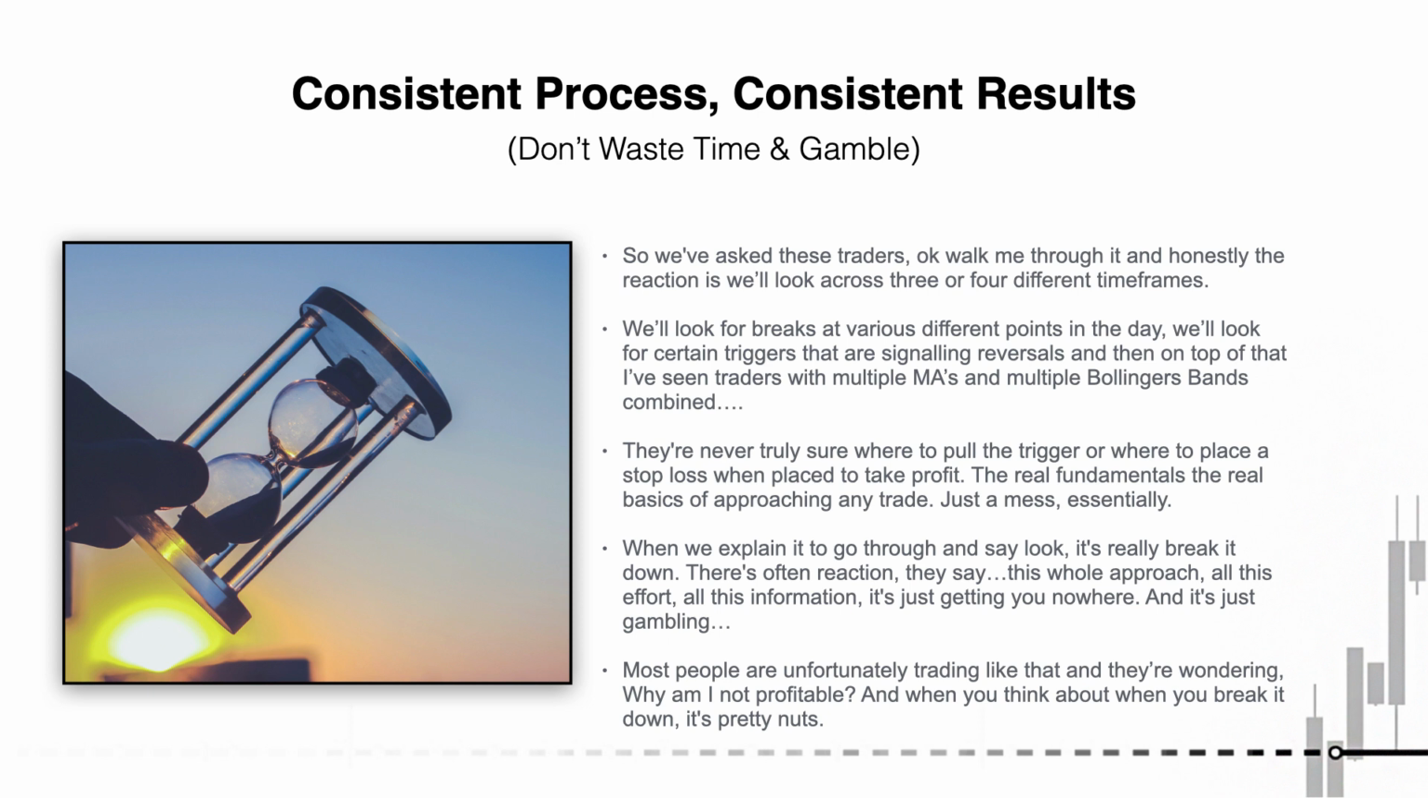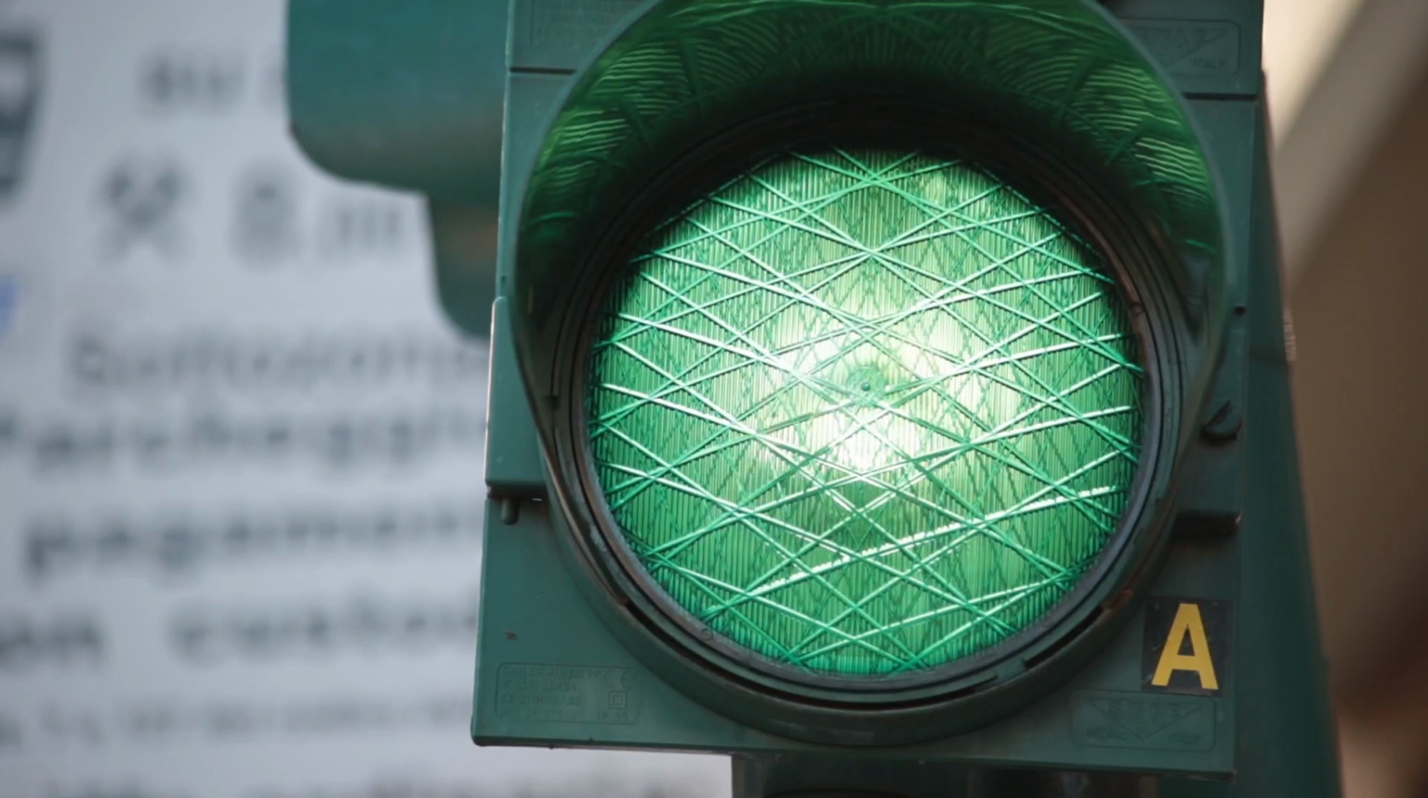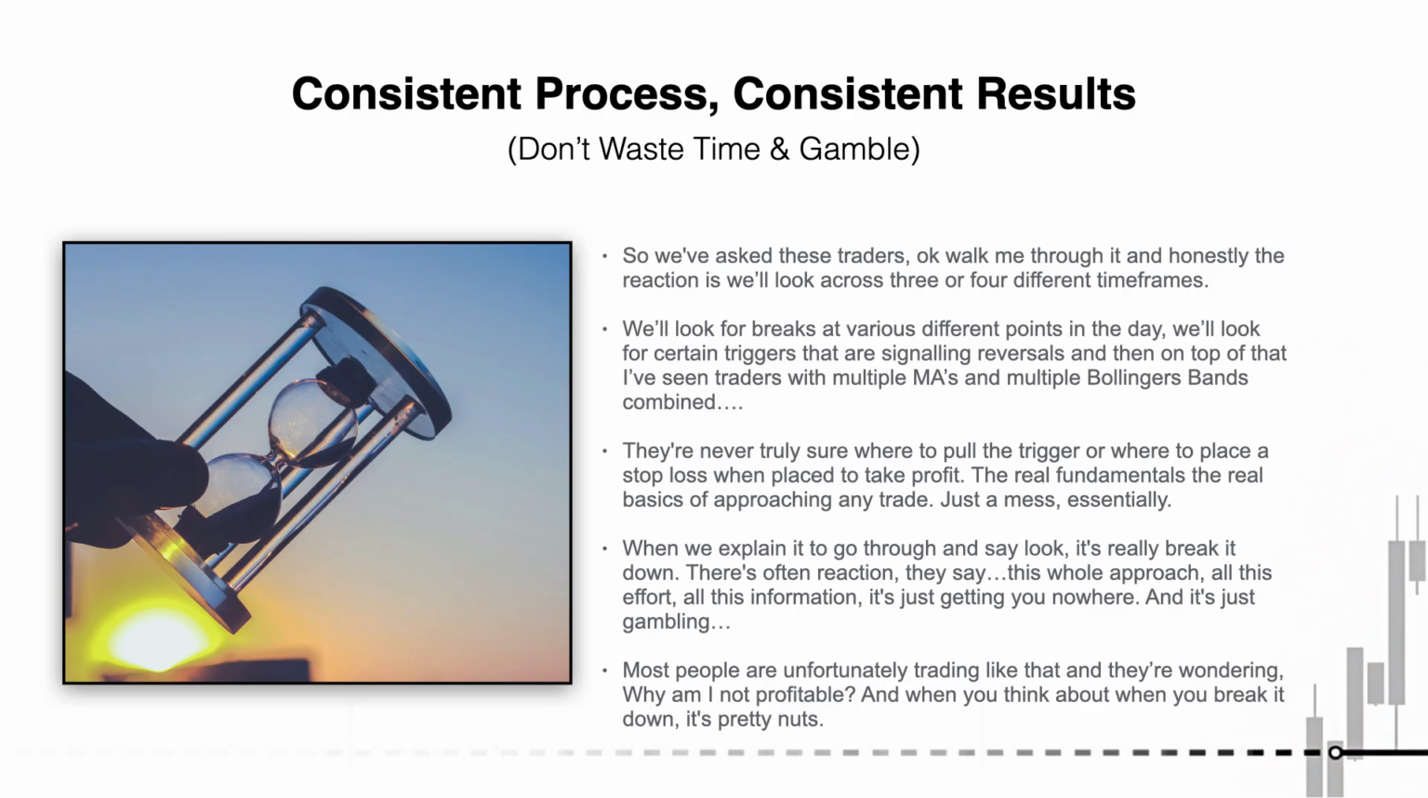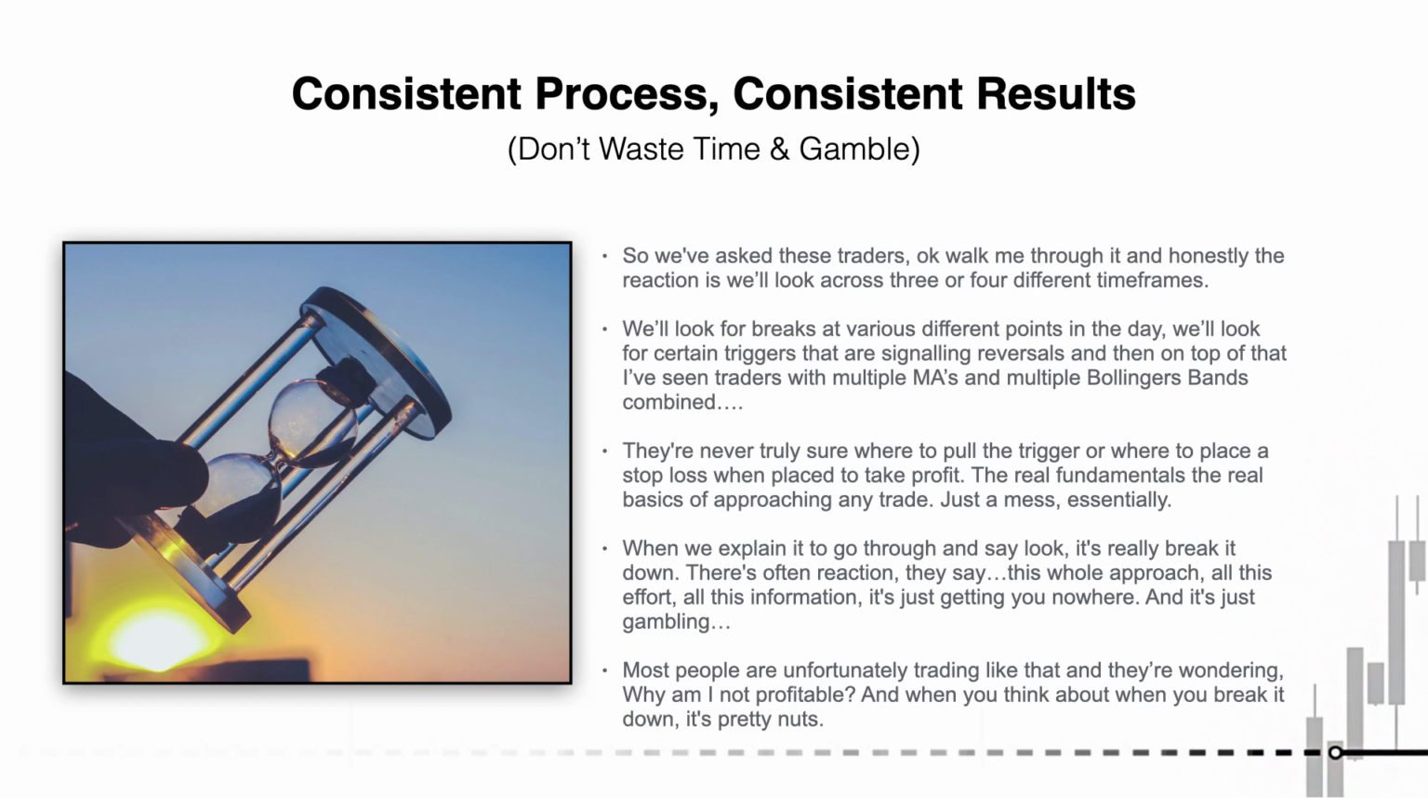And then on top of that, I've seen traders with multiple moving averages, multiple Bollinger Bands combined to try and give a rough idea of where to get in and out of these trades. And even then, with all that information to deal with, they're never truly sure where to pull the trigger or where to place the stop loss or where to place the take profit, the real fundamentals, the real basics of approaching any trade. Just a mess, essentially.